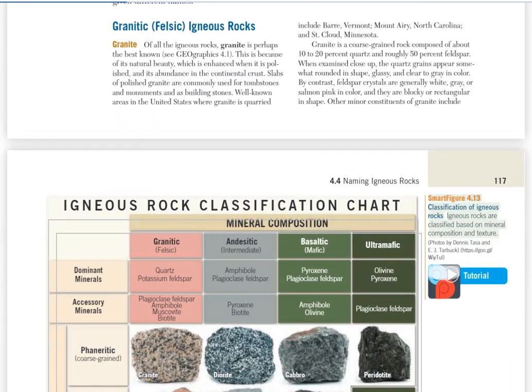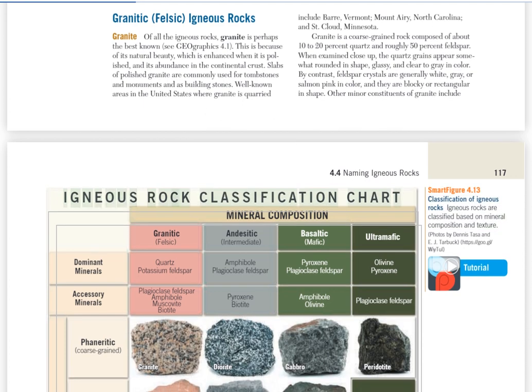Smart Figure 4.13 Classification of igneous rocks. Igneous rocks are classified based on mineral composition and texture. Igneous rock classification chart.